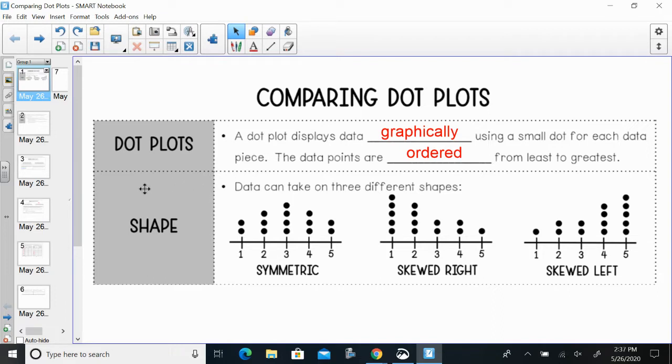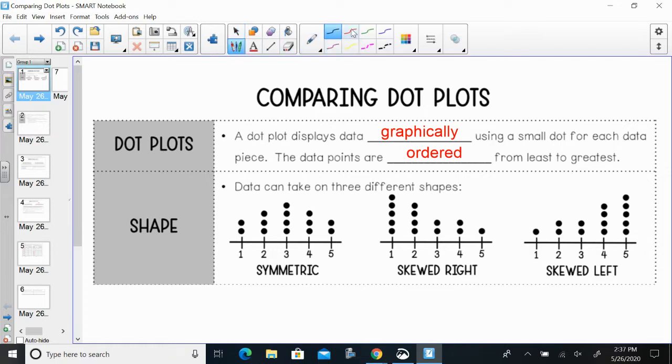Data can take on three different shapes. It can have a symmetric shape, which means if you folded this exactly down the middle through the median, what's on the right would typically match up with what's on the left. And again, it's a general shape. It doesn't have to be perfectly symmetric, but something that looks close to symmetric will work as well.